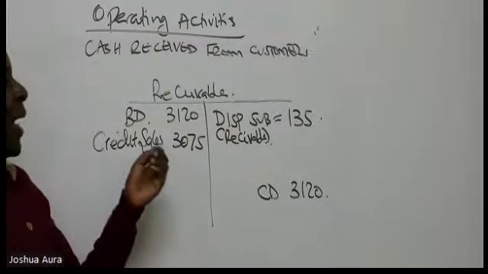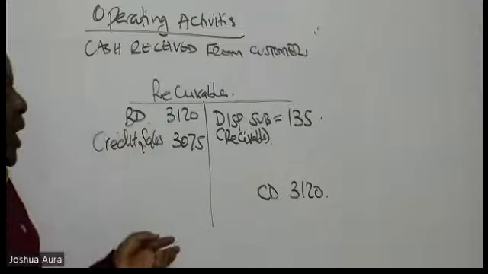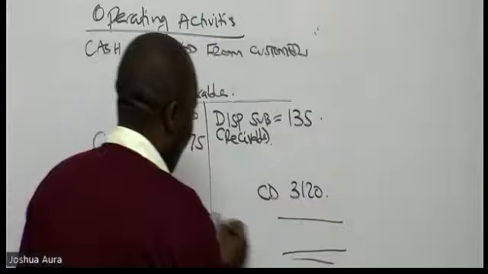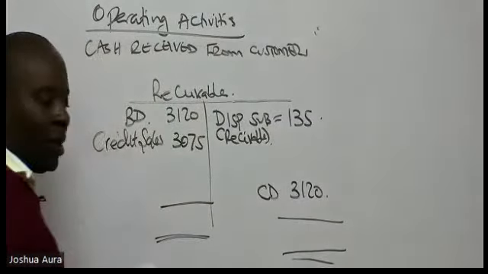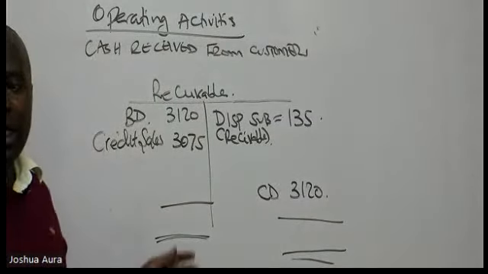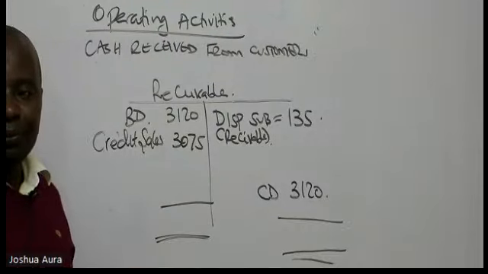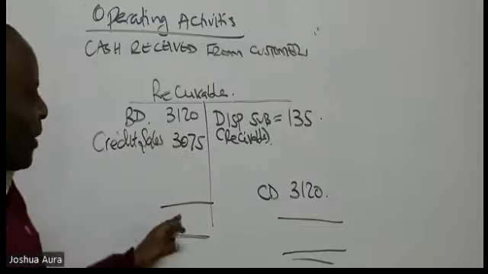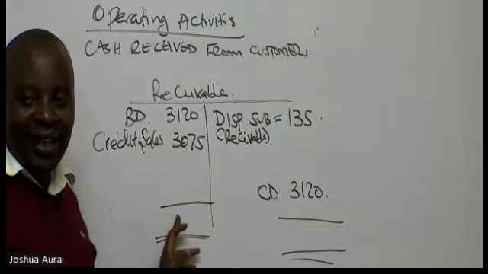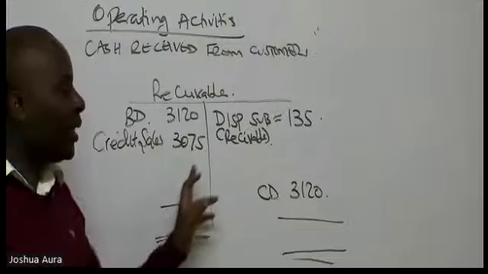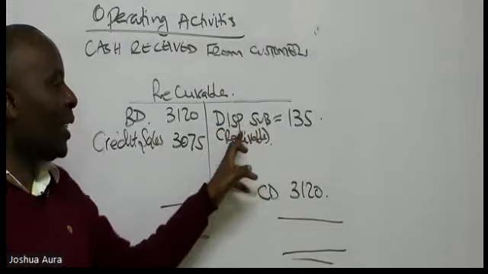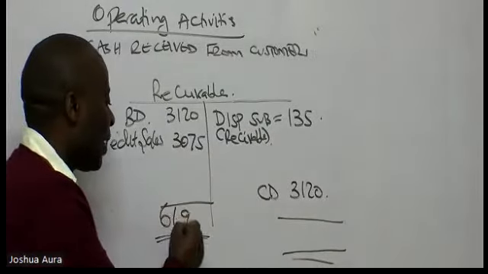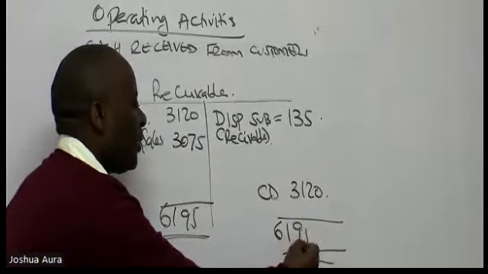So, ladies and gentlemen, if there are not many transactions affecting our receivables account, come and close this account. Close it up and tell me which side is heavier. Of course, this side. So how much should I book in here? This stands for the receivable of the disposed subsidiary. So this is 6195.